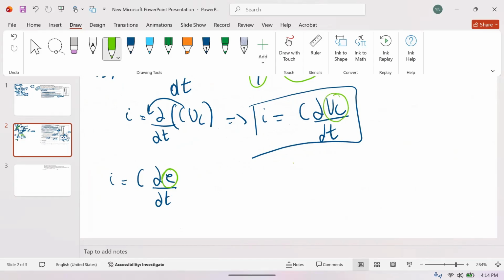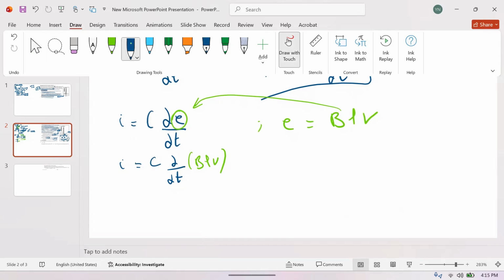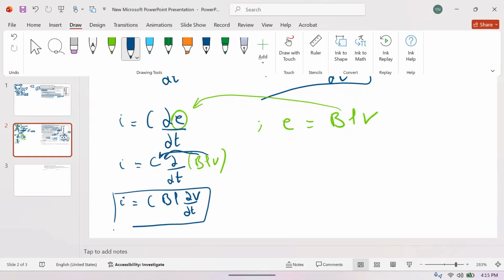Okay, and I already got my E in the previous question, which is BLV. Replace that here. So I will be getting I equals C times the derivative of what I had before, which is BLV. Again, every time you want to find your derivative, keep your constants outside. So B outside the derivative, L outside the derivative. So I equals C B L, and V is the speed of the rod, which is changing because I'm moving that rod, and it doesn't have the same speed all the time. So dV over dt only for V. And this is exactly what they wanted. I proved that.